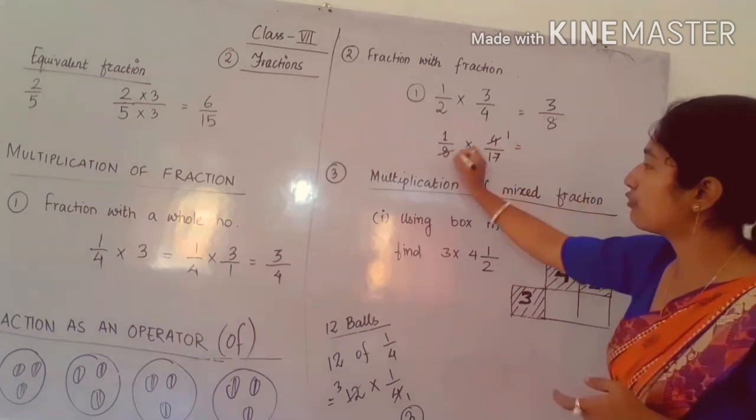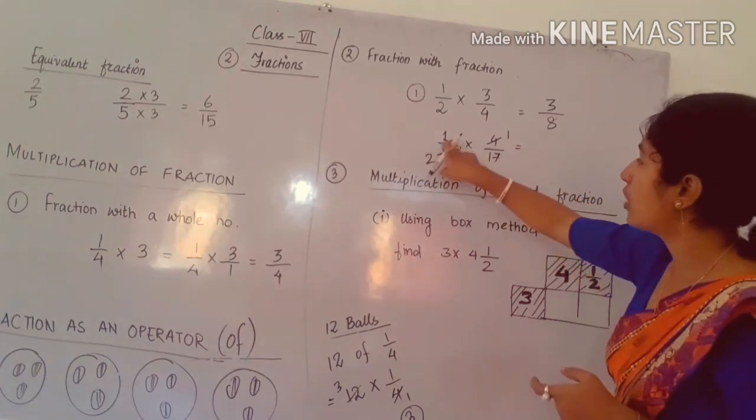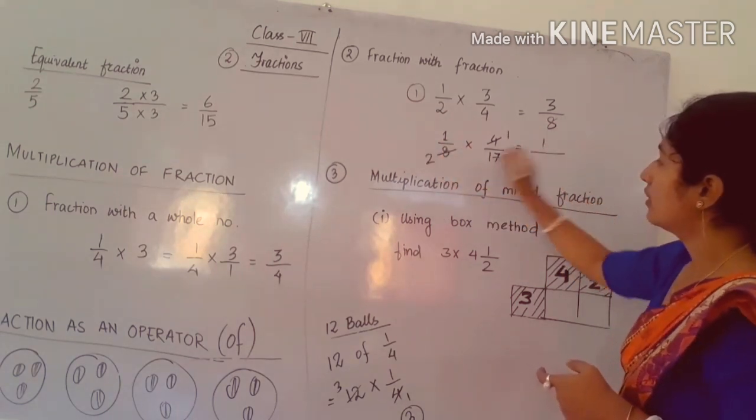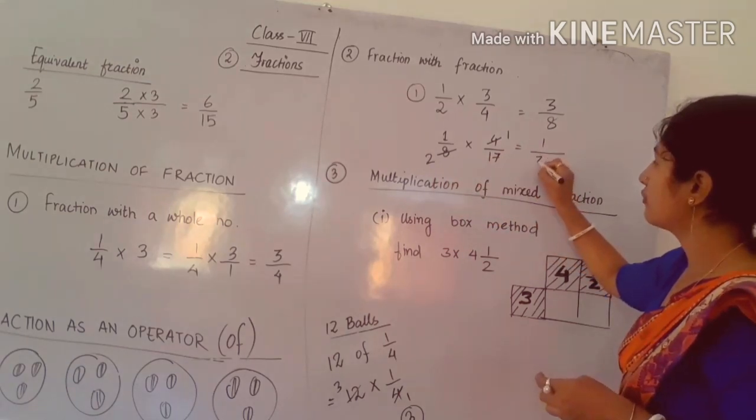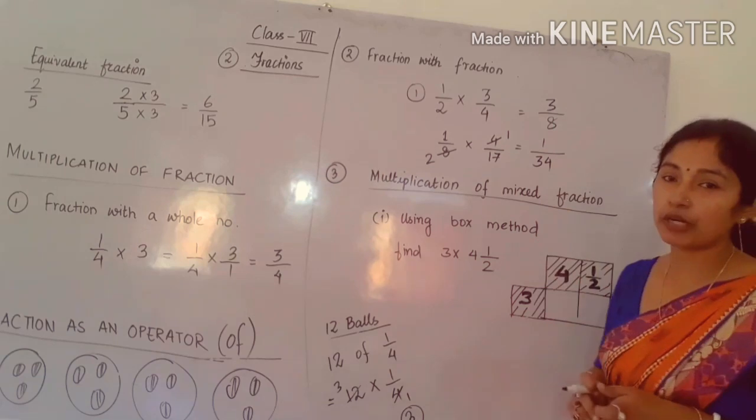So 4 ones are 4, 4 twos are 8. You will get 1 into 1 will be 1. Then 2 into 7 it will be 34. So the final answer is 1 by 34.